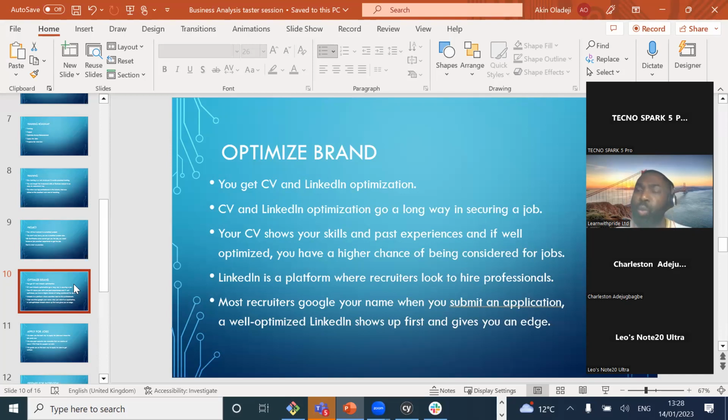But the CV part we don't do, but we can refer you to the company we partner with that can help you with the CV, optimize it, rebrand it, and put you in that position that recruiters will see you and reach out to you. But that is something to consider if you're coming on this journey as well.